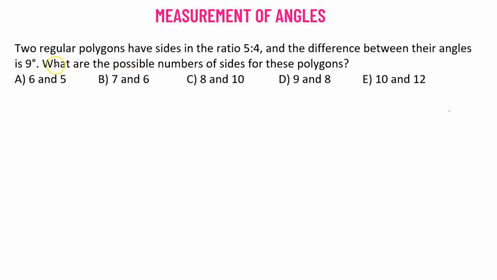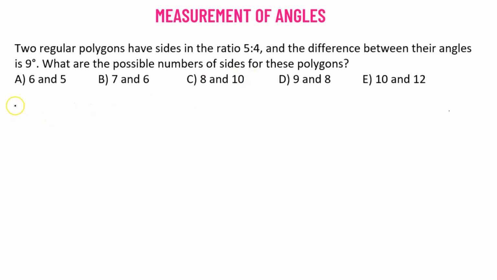So here we are provided with two regular polygons and they have sides in the ratio 5:4. It is also given that the difference between their angles is 9 degrees. So what are the possible number of sides for this polygon? That means we need to find out the polygon sides.